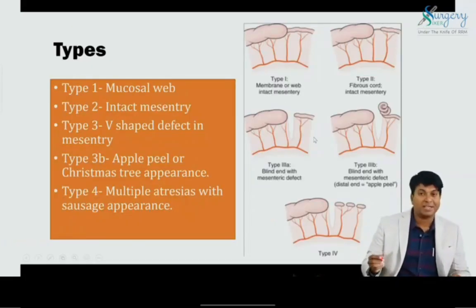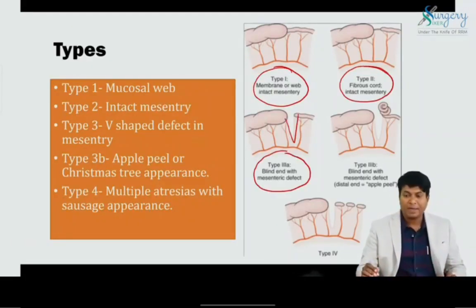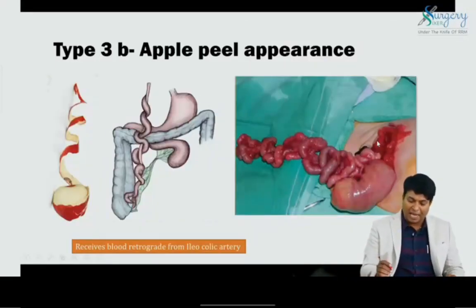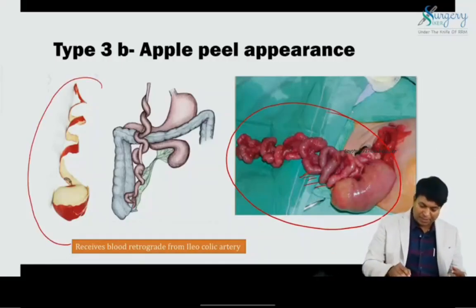So jejunal ileal atresia, this is a picture taken from Sabiston. Type 1 is a mucous web. Type 2 is a fibrous cord. Type 3 is a blind end with a V-shaped defect. Type 3B is the apple peel appearance. The distal bowel will now receive blood supply from the ileocolic artery. You can see the typical apple peel appearance.